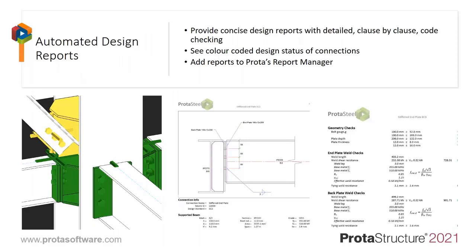It's got automated design reports, as we just saw, color coded by green and red and yellow, easy to see immediately, and they provide very concise design reports with details, clause by clause code checking. So every single clause of the code you can check and you can send to your client. So that'll save you a huge amount of time and money.